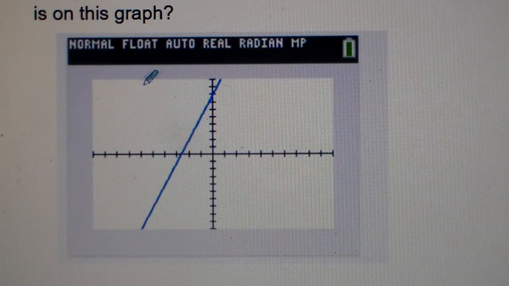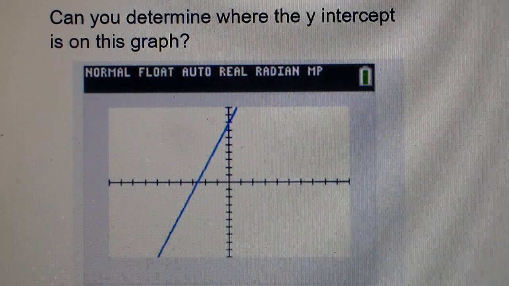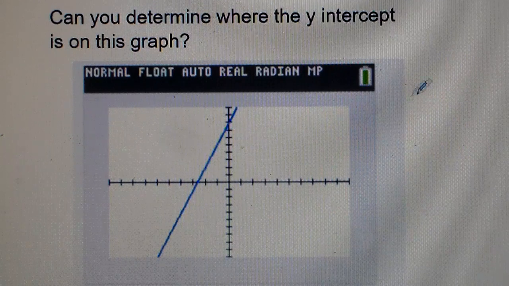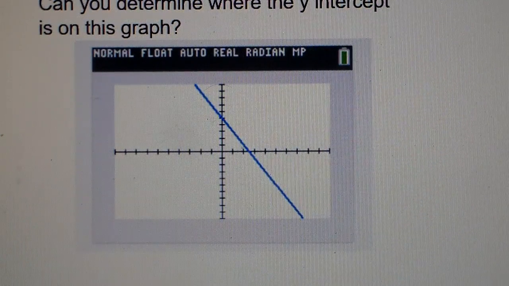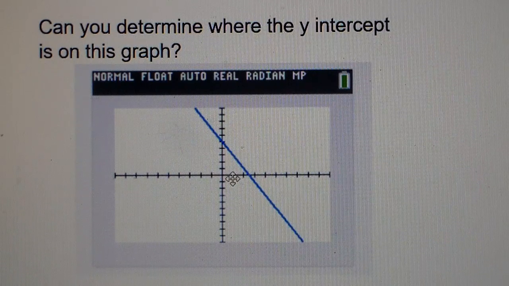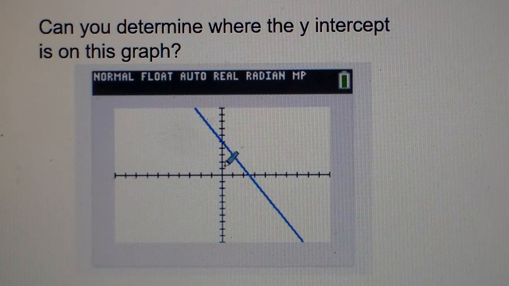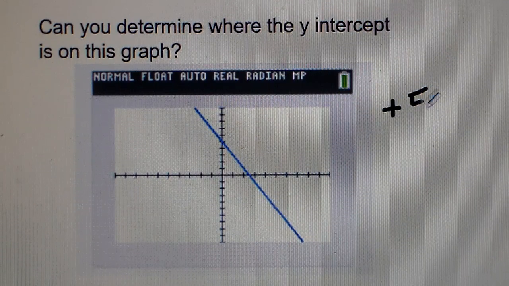Looking at this graph, can you find the y-intercept? All we've got to do is count it out. 1, 2, 3, 4, 5, 6, 7, 8. It's up at 8, so our y-intercept is positive 8. Looking at this one, can you determine where the y-intercept is? Yes, you can. Just count it out. 1, 2, 3, 4, 5. This blue line crosses the y-axis at positive 5, so our y-intercept is positive 5.